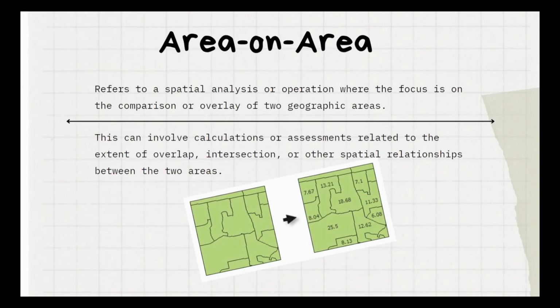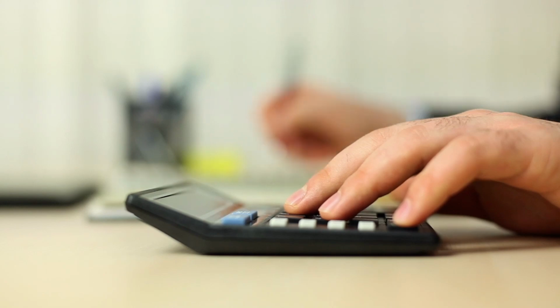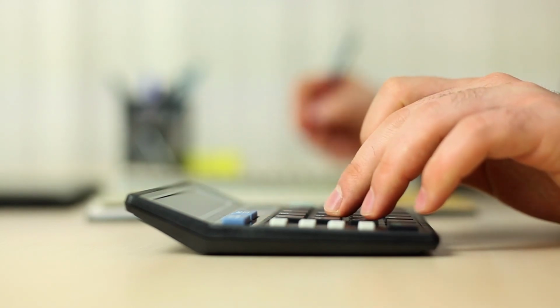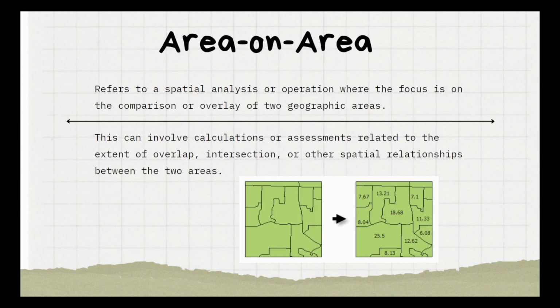Okay then, the last one is area on area. Area on area refers to a spatial analysis or operation where the focus is on the comparison or overlay of two geographic areas. This can involve calculation or assessment related to the extent of overlap, intersection, or other spatial relationships between two areas.